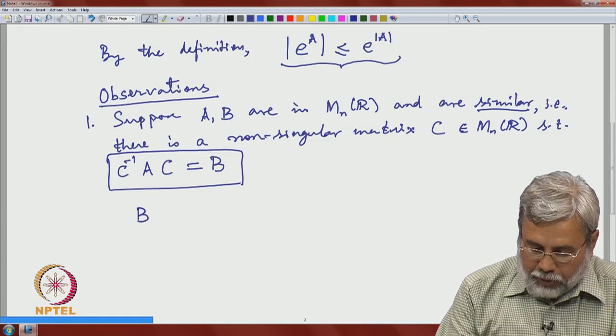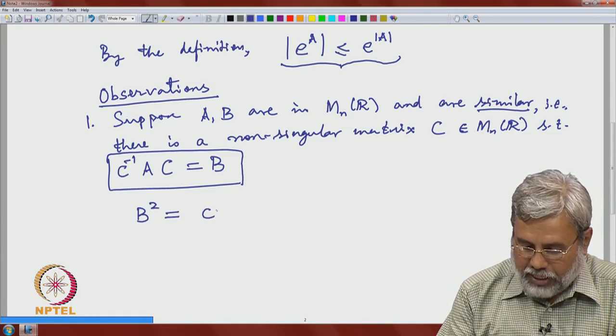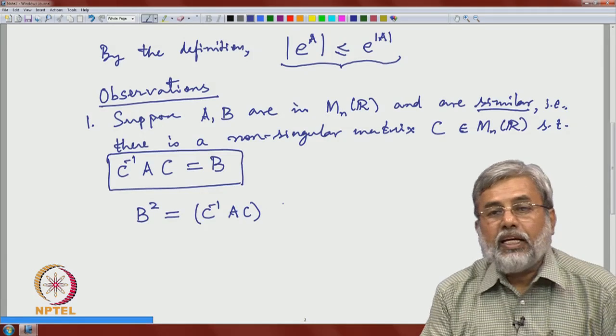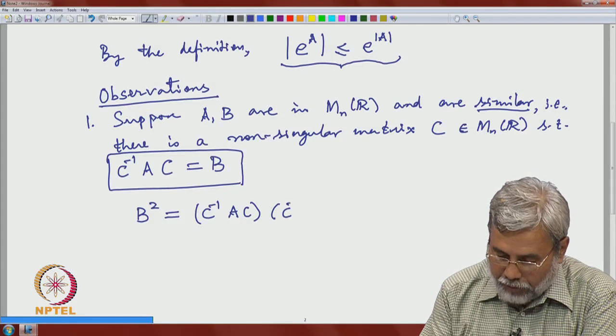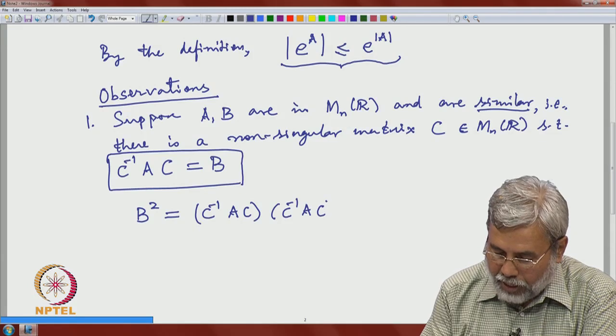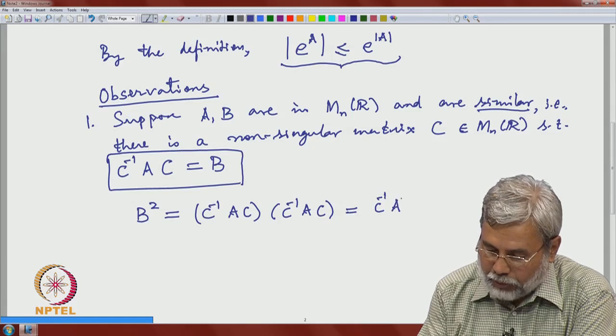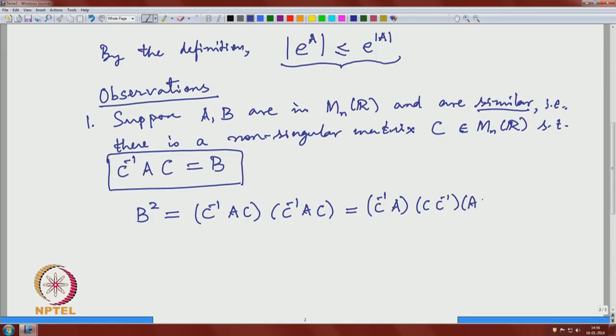So, let us compute B square. So, this is C inverse A C times C inverse A C. In general the matrix multiplication is not commutative, so you have to be a bit careful, but it is associative. That is one good thing about matrix multiplication. So you just write it like that, and now this is identity. So, what you get is just C inverse A square C. So, this is true for B square, and by induction it is true for any k.